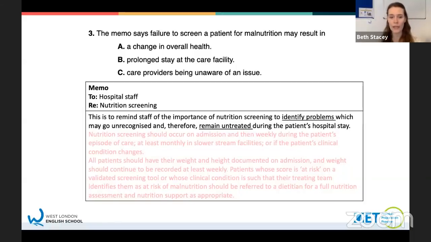Now, the question is about failing to screen the patient for malnutrition. And we've got this first line about the importance of nutrition screening to identify problems. And because we've got that causative therefore, it's that these problems could remain untreated. And that means that C has to be our answer. So the care providers, which are the staff, are unaware of an issue, unaware being they don't identify a problem, or they are unaware that there's even a problem there, and that is why, therefore, it remains untreated.